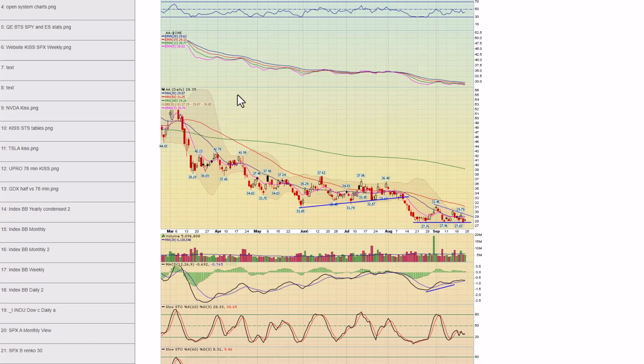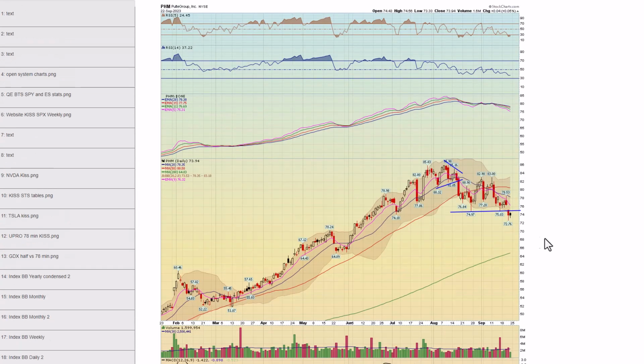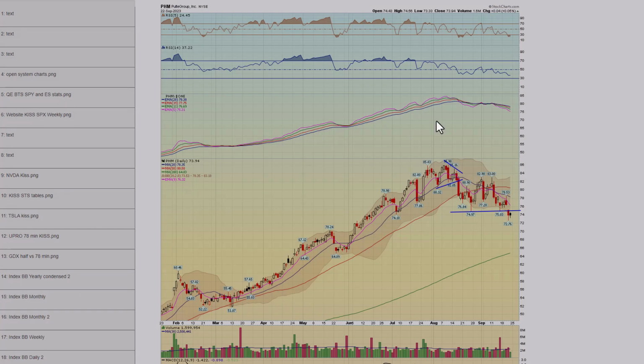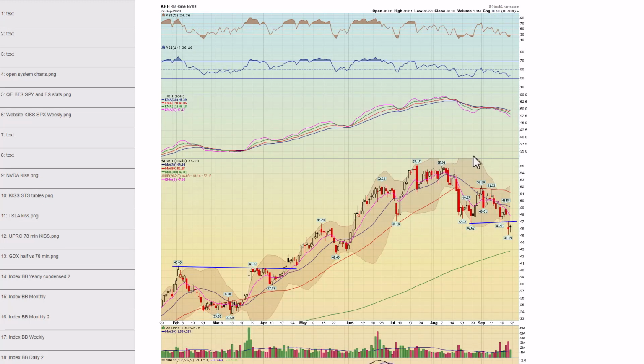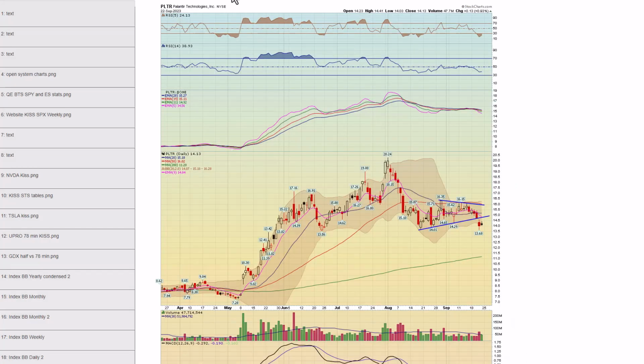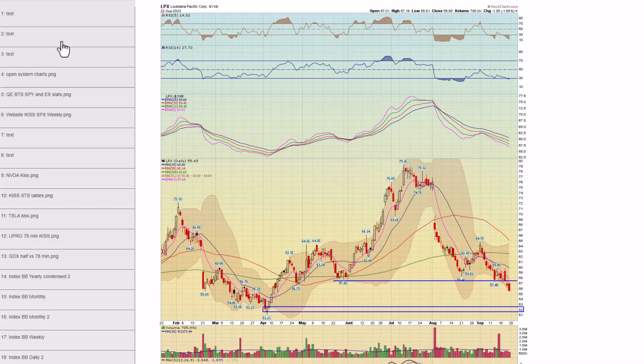Some other shorts that we had, PHM, they all still look fine. KB Homes, PLTR, again, the 200-day moving average could be targets on a lot of these. And LPX broke this support. This would be your next support down here, 52.